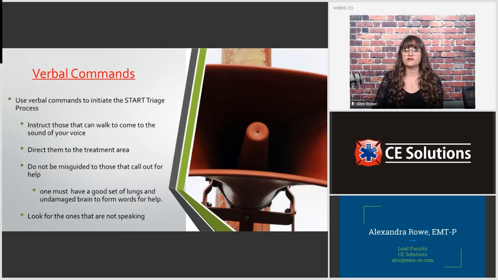Verbal commands. So the first step in the START triage method is to ask everyone who can get up and walk to move away from the immediate rescue scene to a designated safe area. Those who actually report pain when he or she tries to get up and move, you don't want to force them, right? Because they might exacerbate the injury. And you may have to tell them, okay, if you have pain upon movement, stay where you're at. But once everybody who can walk gets out of the area, then you can go sort the rest.